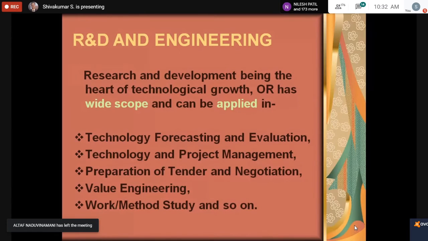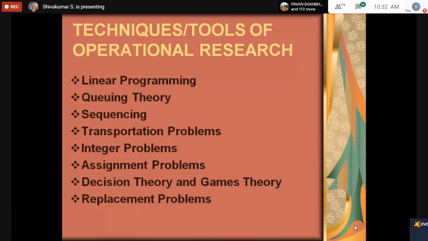Of course, there are so many areas in engineering also: value engineering, work and method study, and so on. I can't explain everything in detail in the PPT. When these things come up during our explanation, we'll discuss value engineering, work study, or method study. That's about the fields of OR.